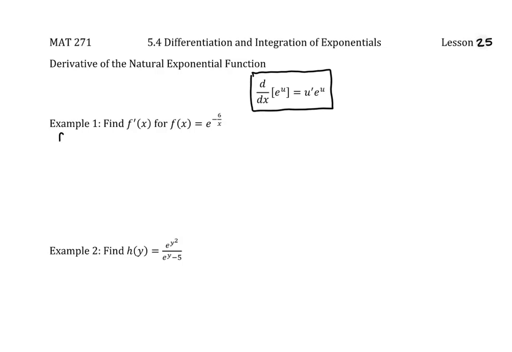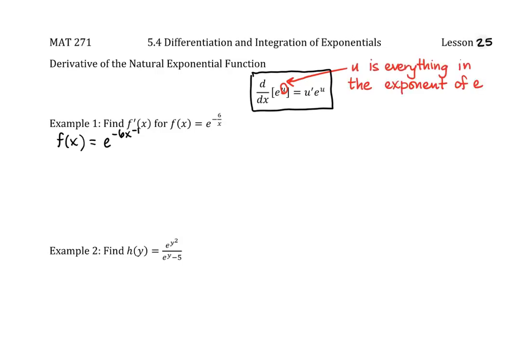Our function f of x is equal to e raised to the negative 6x. I'm going to rewrite that exponent as e to the negative 6, x to the negative 1. So I'm just bringing the x up from the denominator and writing it in the numerator with an exponent of negative 1. That's going to help us when we go to take our u prime. U is everything in the exponent of e. So for our case in example 1, u is equal to negative 6x to the negative 1.